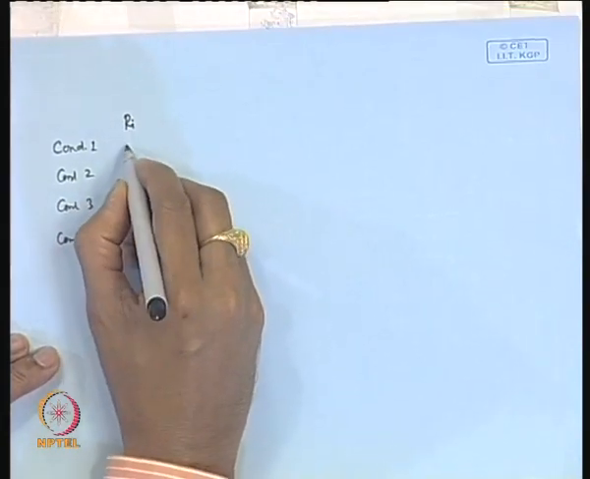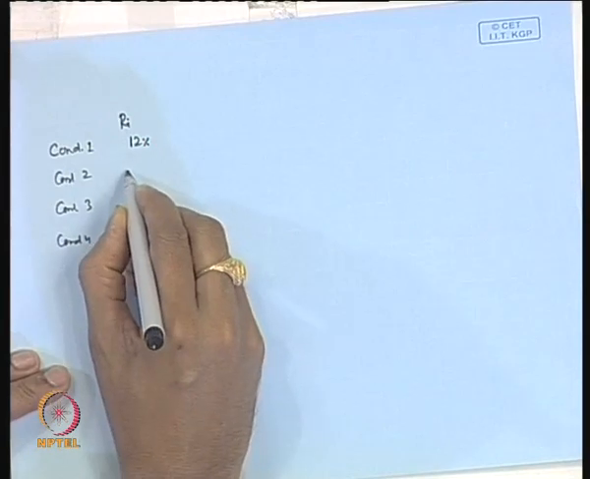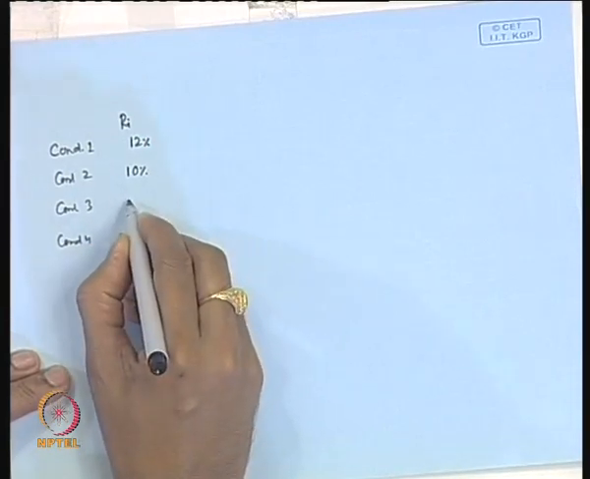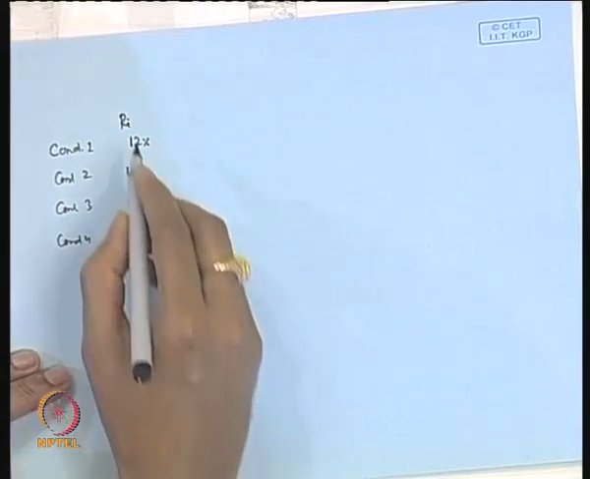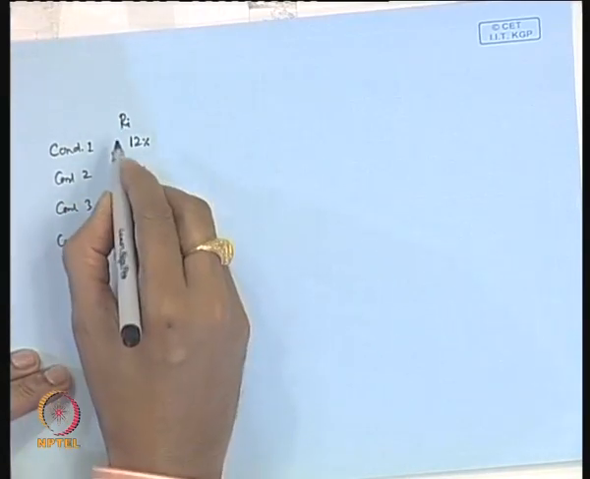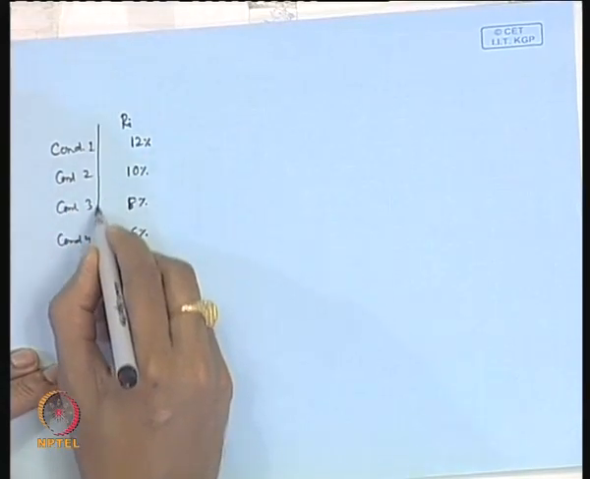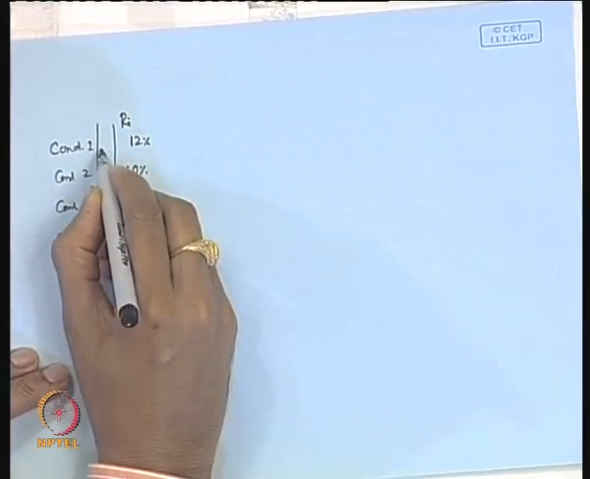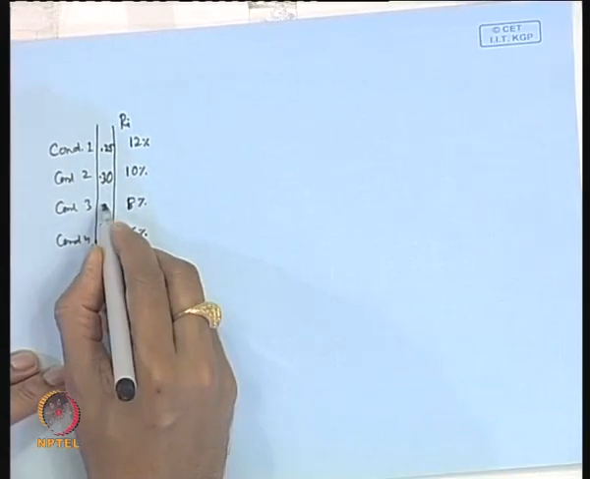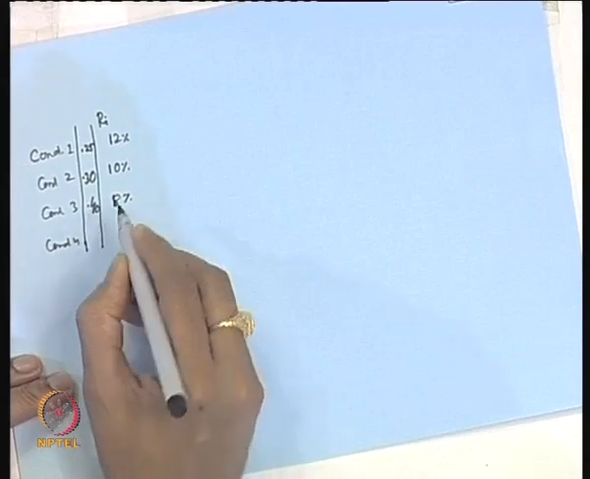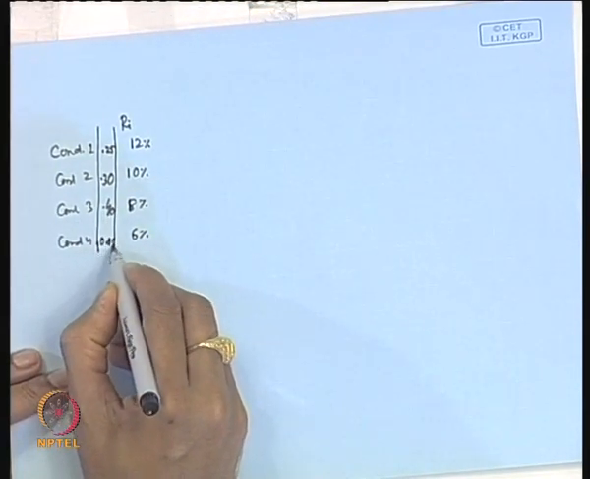So, for a particular stock, if you are expecting, let us say, 12% in the best condition, then 10% in the slightly worse condition, then 8% and then 6%. These are the conditions. For that, we also should have the probability associated with each event, condition 1 to condition 4. So, you have let us say 0.25, 0.30, 0.40 and the rest is 0.05.